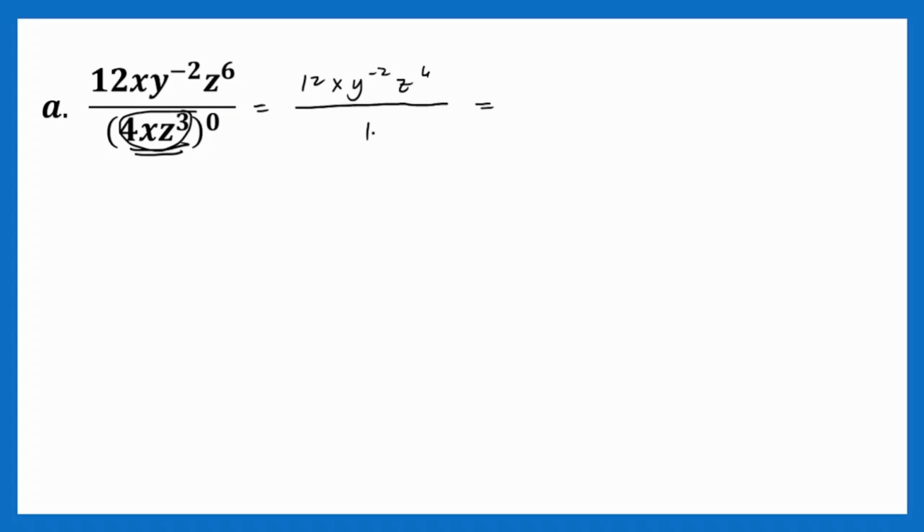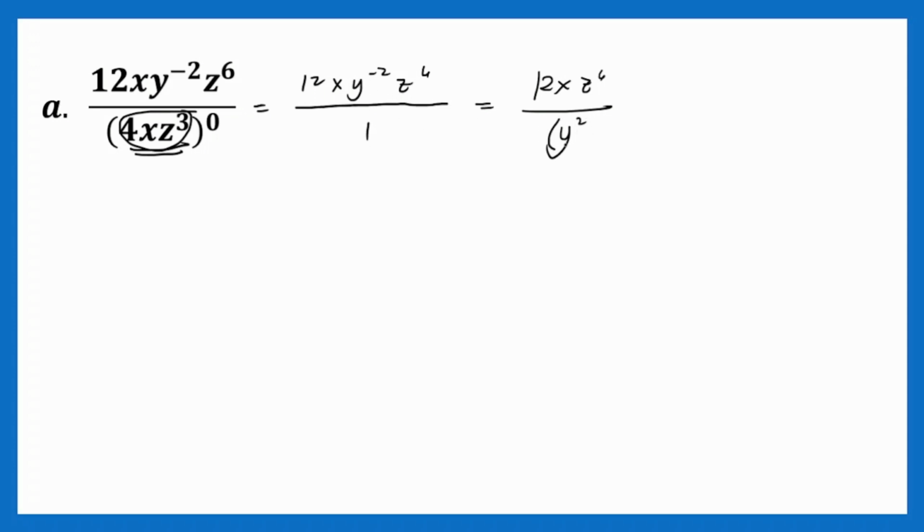Bababa siya para maging positive. Kasi kapag simplified form, kailangan wala kang negative exponent na makikita, o kaya wala kang makikitang zero exponent na nakalagay. So therefore, itong y raised to negative 2, bababa siya. Magiging ganito: 12x, tanggal na yan dyan, z raised to 6 over y squared. So magiging siyang positive kasi nga nag-reciprocal na siya.